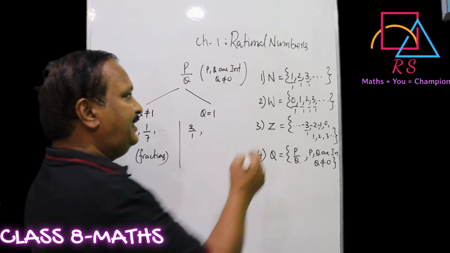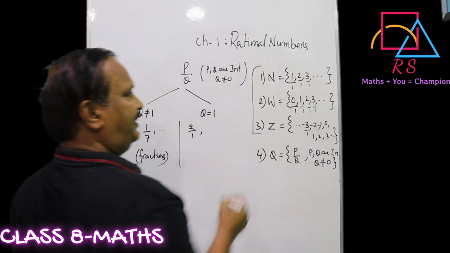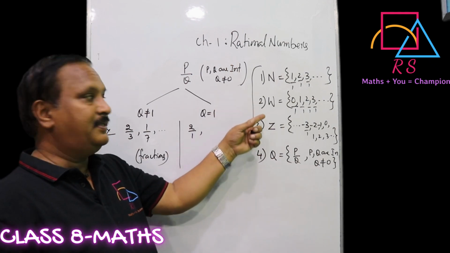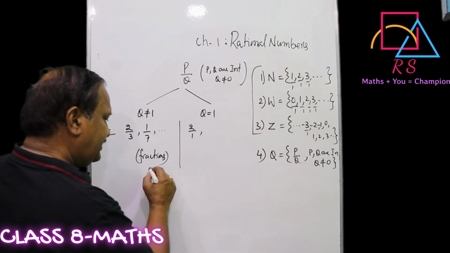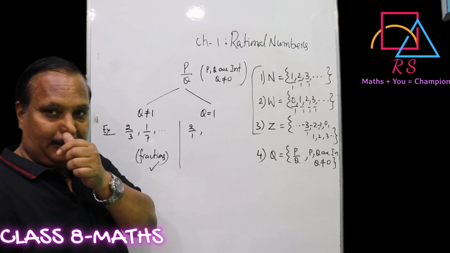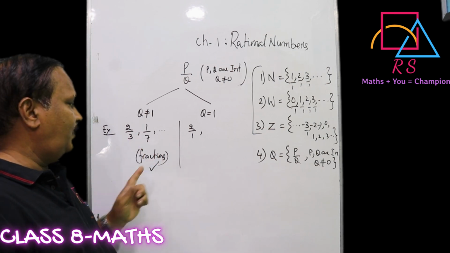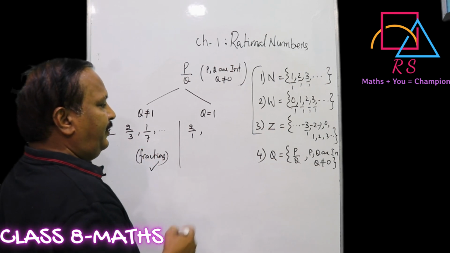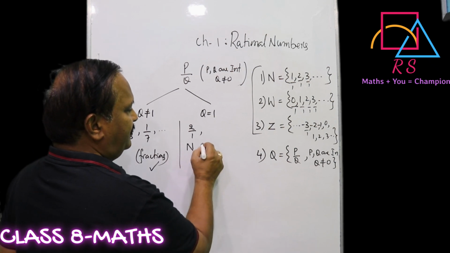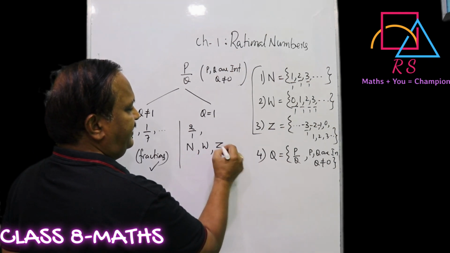So other than these three, other than natural numbers, whole numbers and integers, these are the fractions where the denominator is not equal to 1. Here natural numbers will come, whole numbers will come, integers will come.